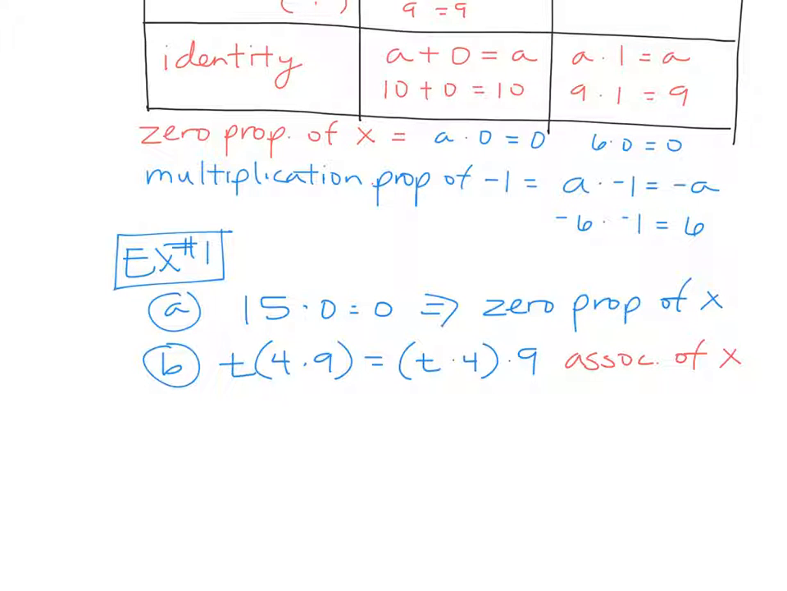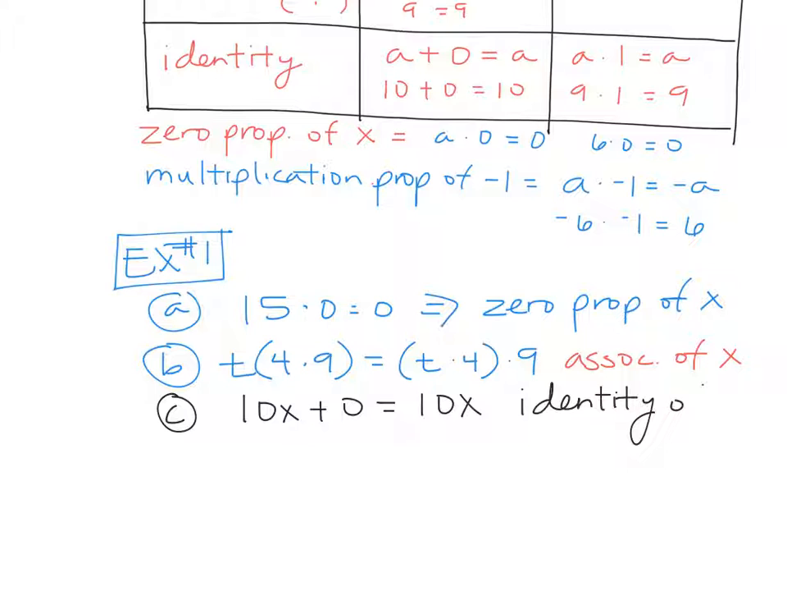Okay. How about if I do 10x plus 0 equals 10x? So I added nothing to it and it stayed the same. That's the, which property? That's identity of what? Identity of addition. Because we're adding that 0 to it. So it's the identity property of addition. Okay, questions on that?